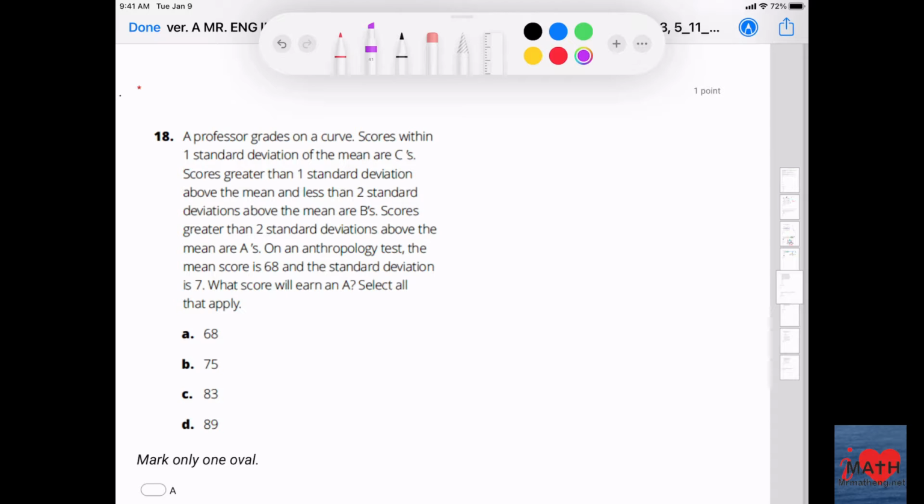All right, this problem kind of goes through why some teachers and at colleges, professors say they grade on a curve. A professor grades on a curve. Scores within 1 standard deviation are C's. All right, so I'm going to go ahead and draw a normal curve. And there's the center, and this is within 1 standard deviation, right? And so this yellow region, that represents a C.